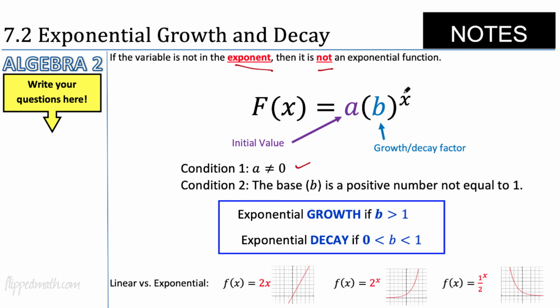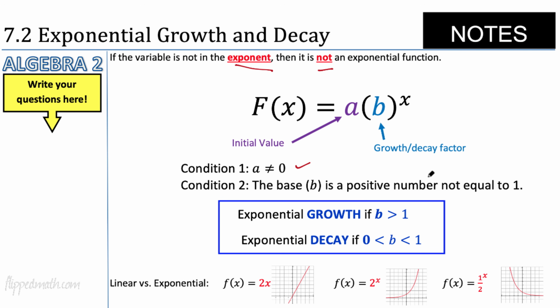So as x increases, you can see that we're going to multiply by b. If x equals 1, we have a times b. If x equals 2, we're going to have b times b. It's going to be a times b squared. So that's a times b times b. If x equals 3, it's a times b times b times b. So you can see that you're just multiplying by b each time. And that's why it's called the growth factor. Or if it's getting smaller, we call it a decay factor.